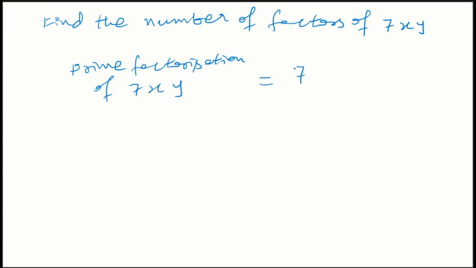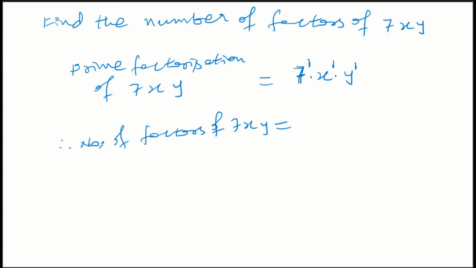Now what is the prime factorization of 7xy? Seven itself is a prime number, so 7 power 1. X is one of the variables, that means x is already in prime factorization as x power 1. Y is also in prime factorization as y power 1. Therefore the number of factors of 7xy is successor of 1 into successor of 1 into successor of 1. That means 2 into 2 into 2 gives 8. 8 is the right answer.